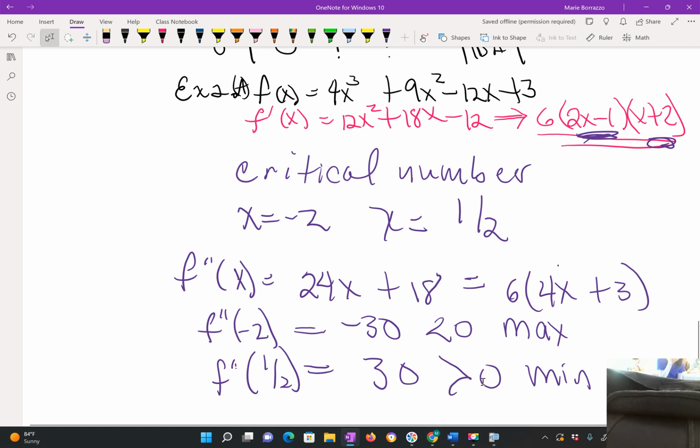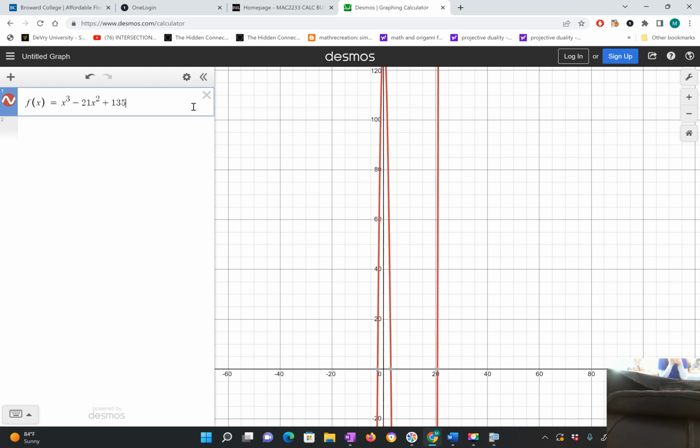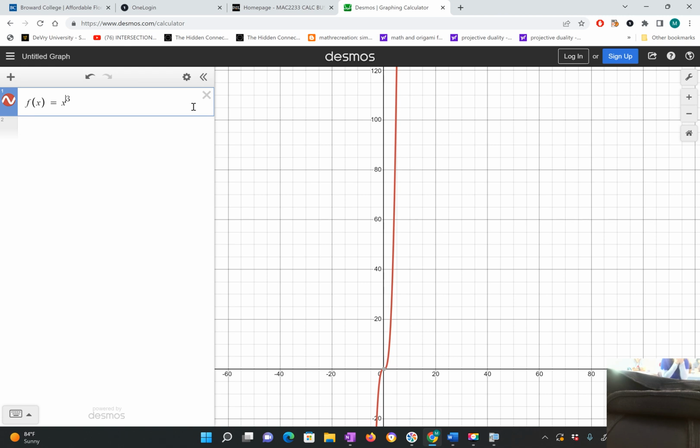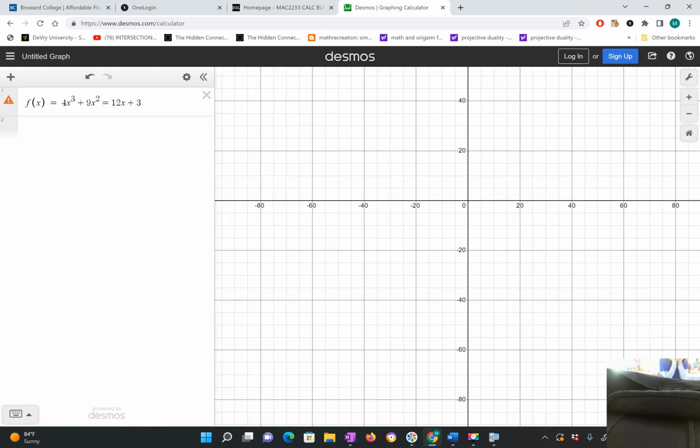Let me take you to Desmos for a second. I like using Desmos, it always works. Okay, and what do we have here? We have 4x to the third. Let's take a look at 4x to the third. I want you to see the big picture, see how this relates. Positive 9x squared minus 12x and then plus 3. Where's the diagram? Because it got equals instead of minus.